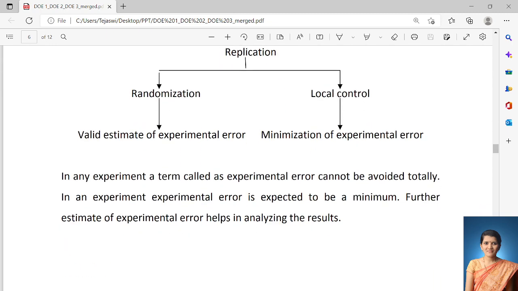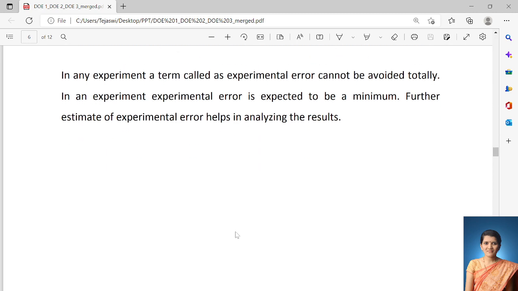In any experiment, experimental error cannot be avoided totally, because some error is controllable, but error beyond human control is chance cause, which cannot be avoided totally. In an experiment, the error is expected to be minimum. So this chance error is minimized but cannot be removed totally. Further, the estimate of experimental error helps in analyzing the results.